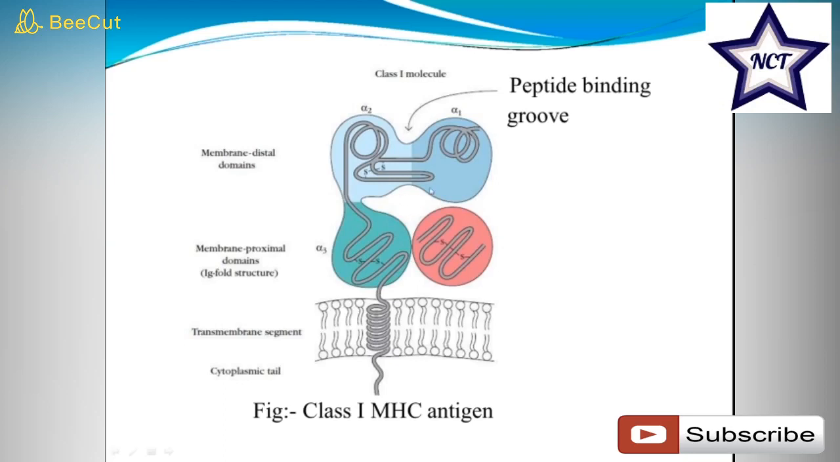And the three strands, the beta pleated sheets, are organized along with the alpha domain, and these beta sheets form anti-parallel strands of amino acids. This alpha 3 domain is highly conserved in nature, and the structure of class 1 MHC molecule is similar to that of the Ig molecule, and they are not expressed on the cell membrane of tumor cells.